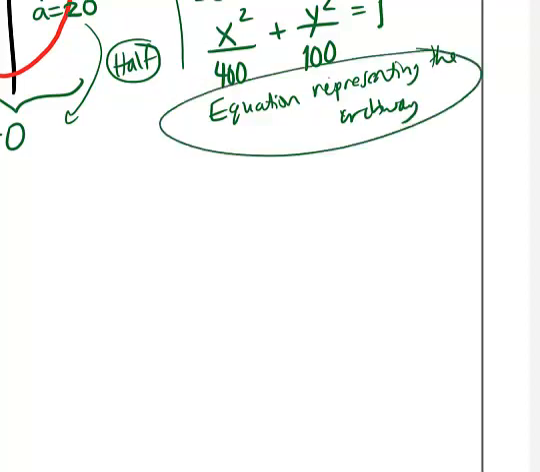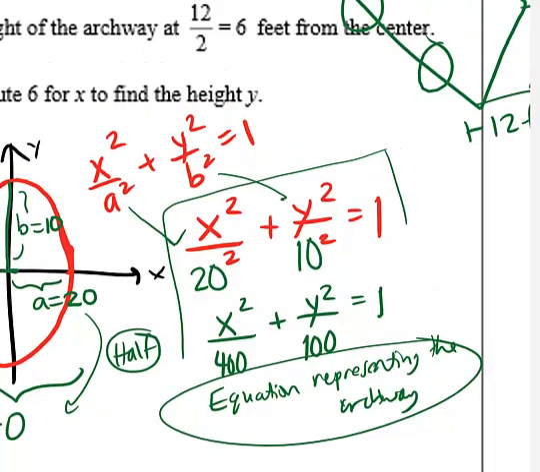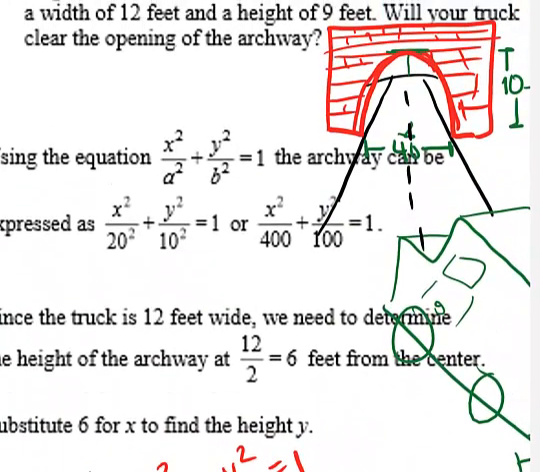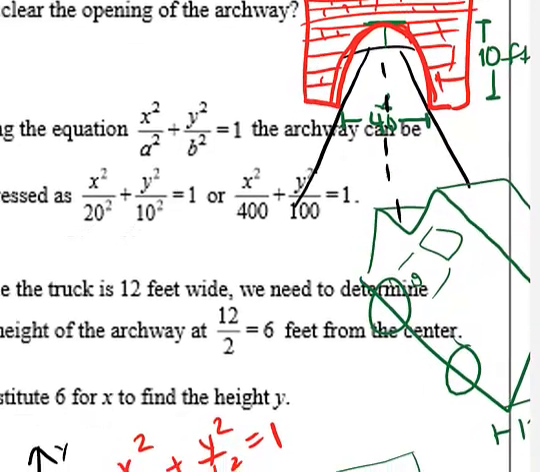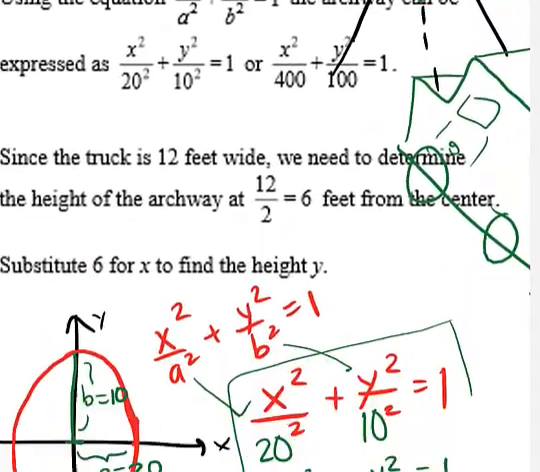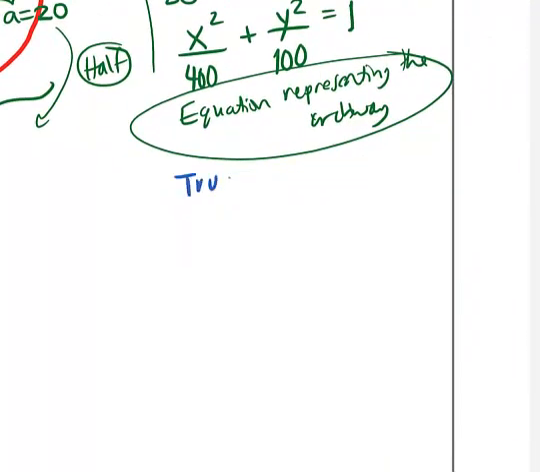What we're going to do now is see, what if I have a truck of a certain height or width? How wide or how tall can it be and still fit through? It says your truck has a width of 12 feet and a height of 9 feet. Will your truck clear the opening? Well, the truck has a width of 12 feet.